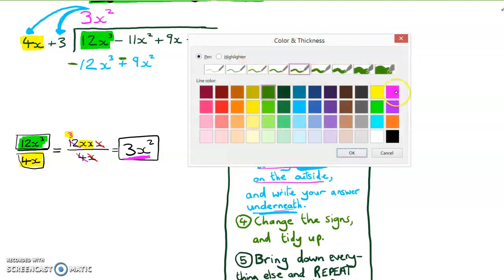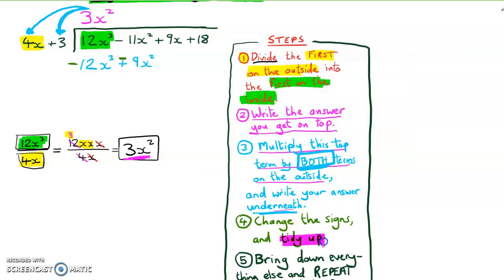Okay? Now I need to tidy that up. Okay? So when I'm tidying up, what I like to do is I draw a line and I put these like terms together. So here and here, they need to come together.